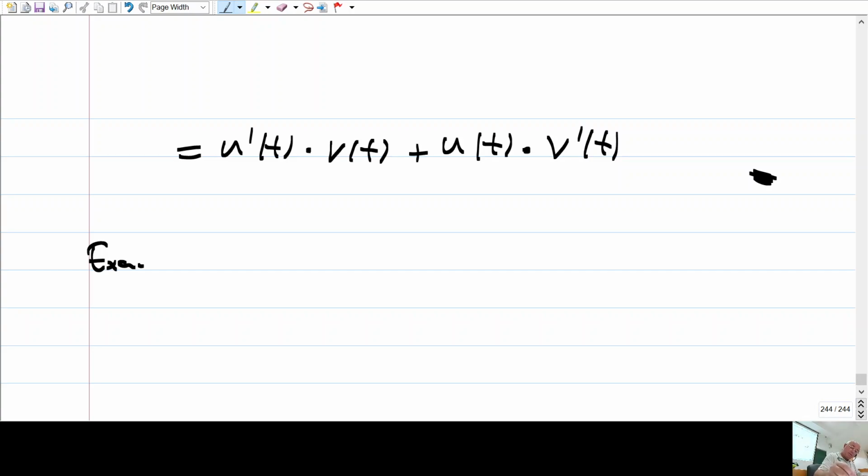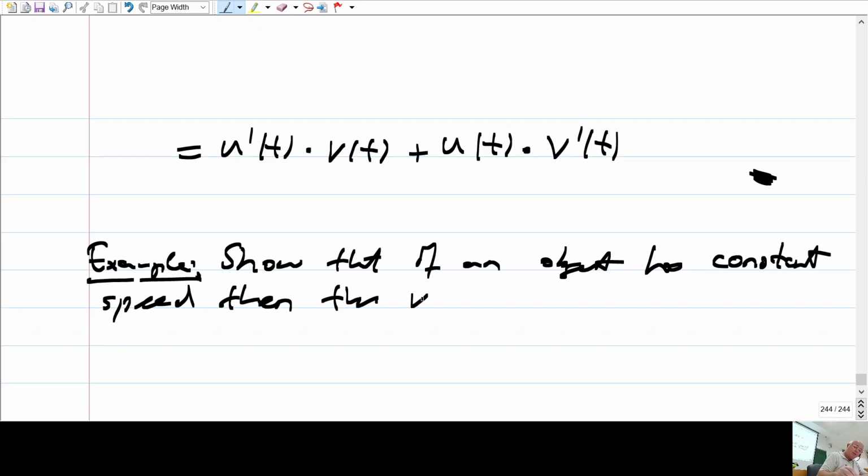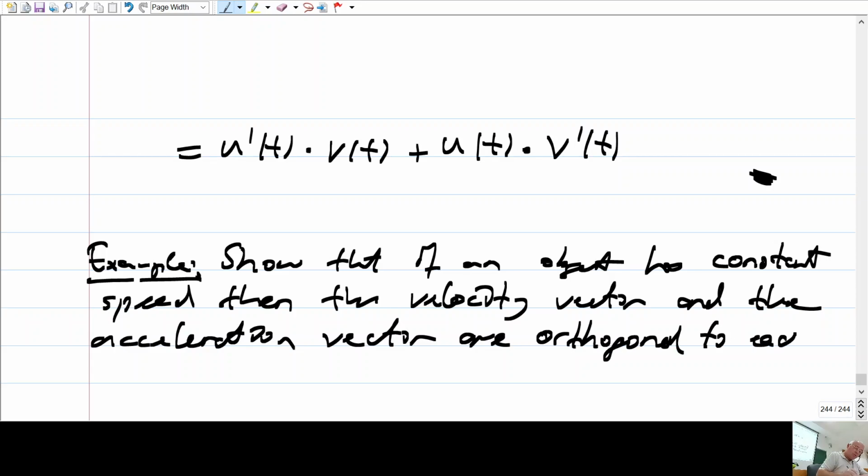Let's do some examples. Show that if an object has constant speed, then the velocity vector and the acceleration vector are orthogonal to each other.